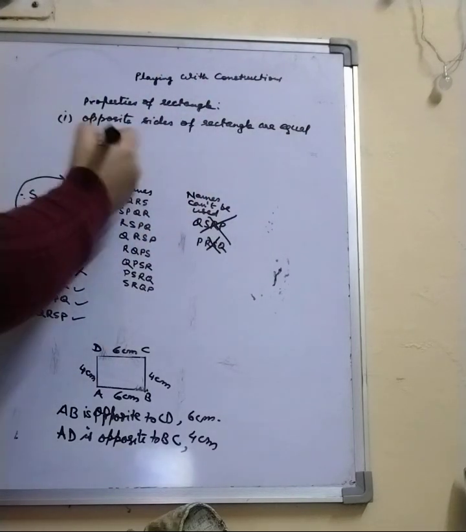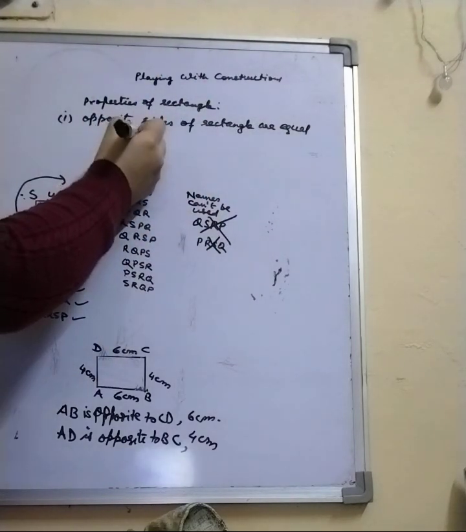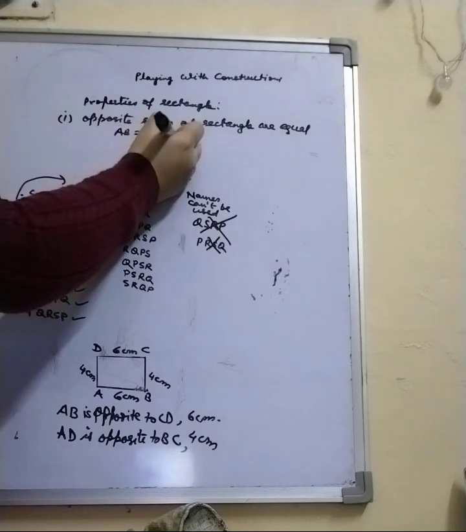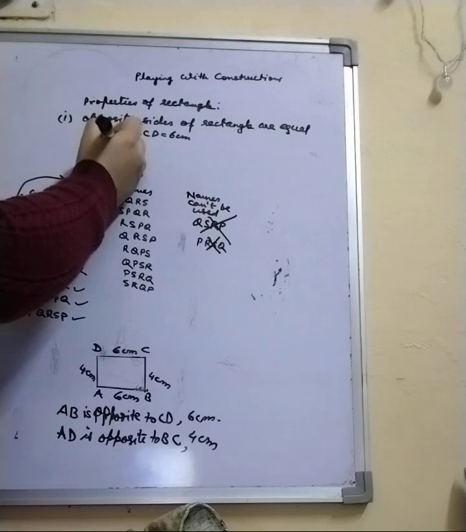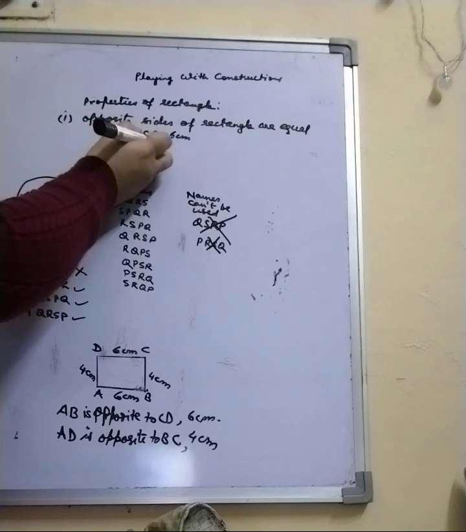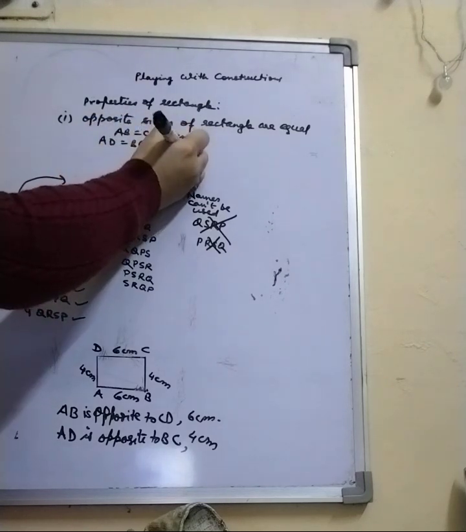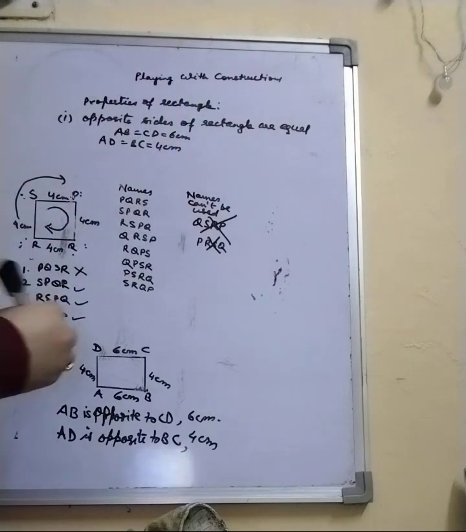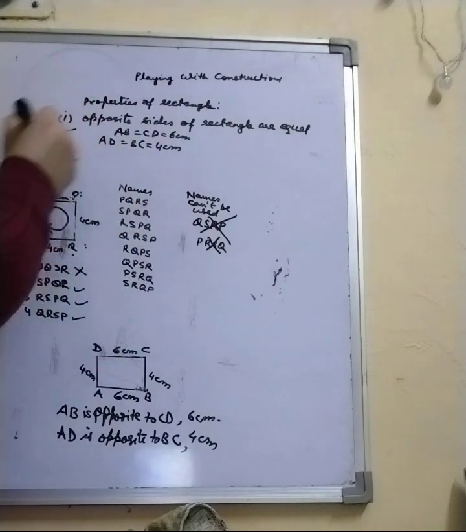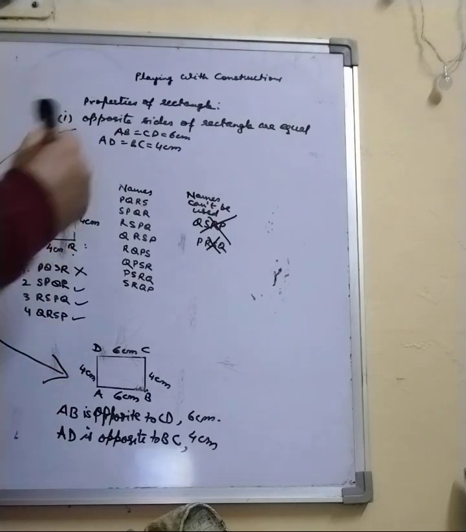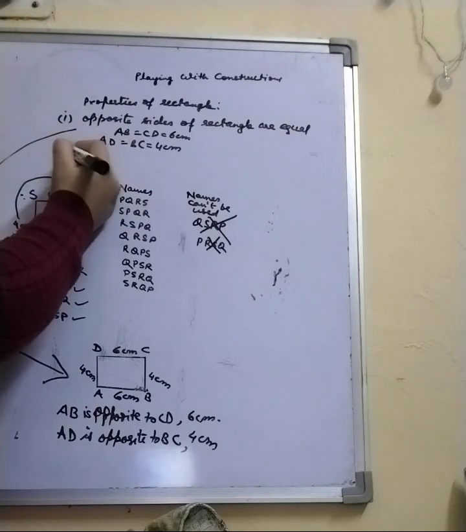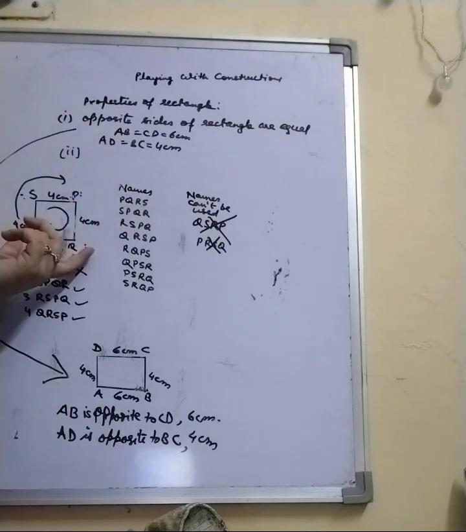Okay, so therefore AB is equal to CD is equal to 6 centimeter and AD is equal to BC is equal to 4 centimeter in this particular diagram that we have made. So refer to this diagram here. One property, what is the second property?